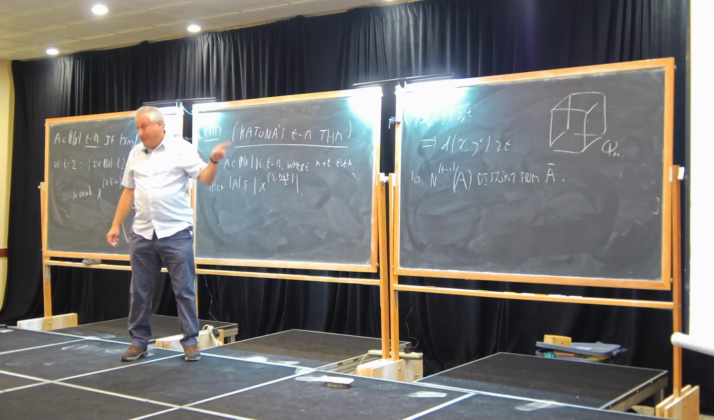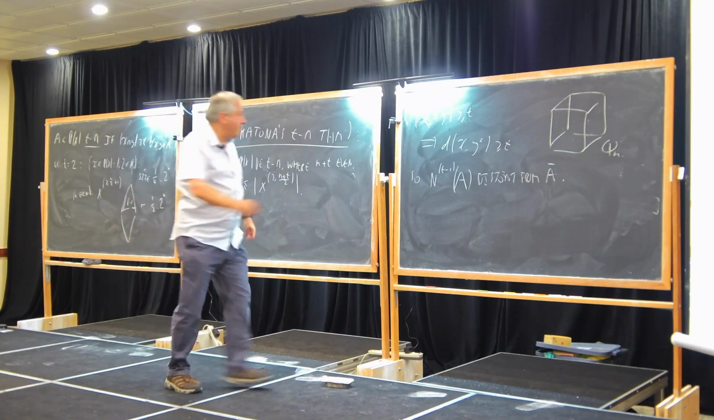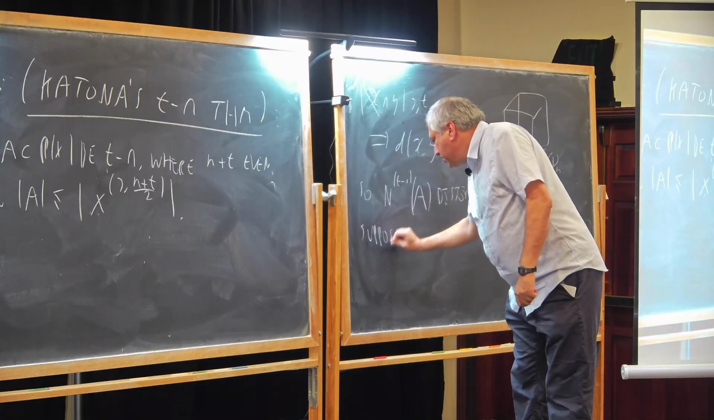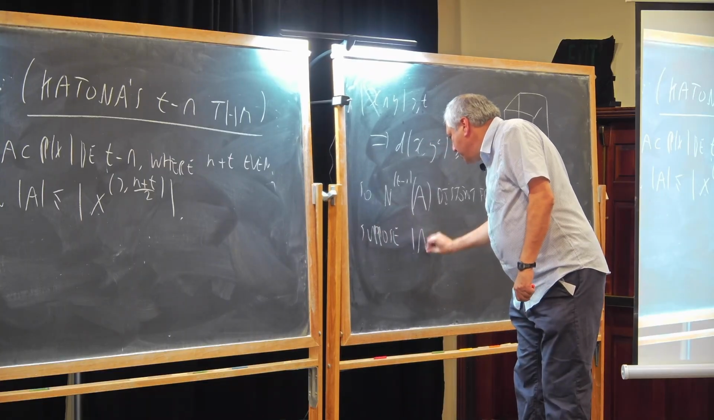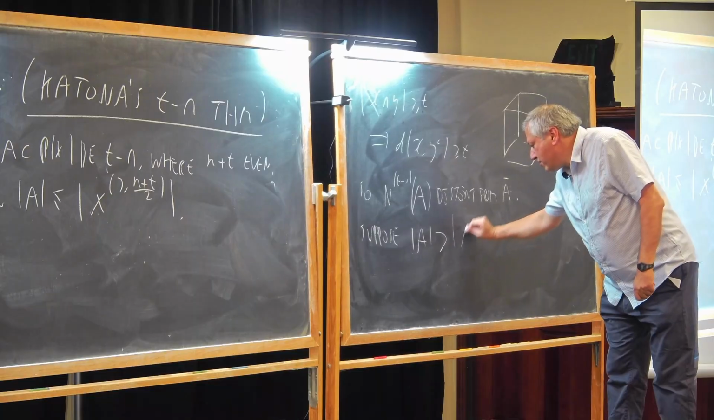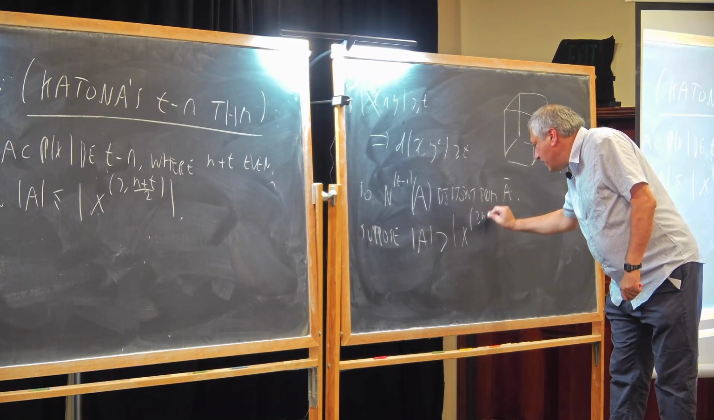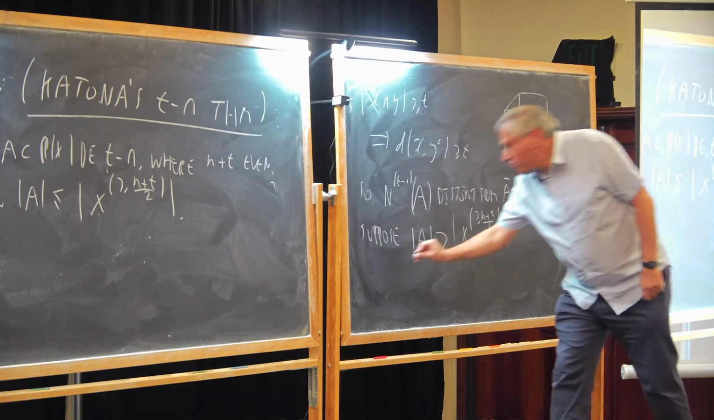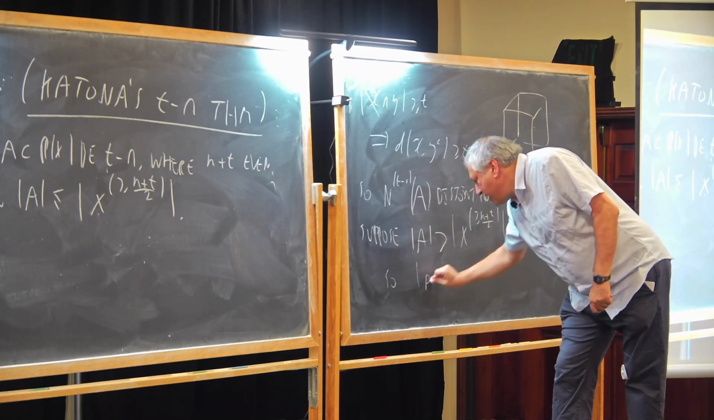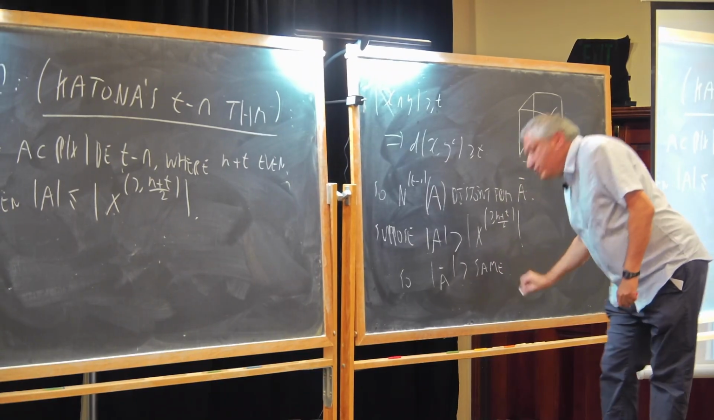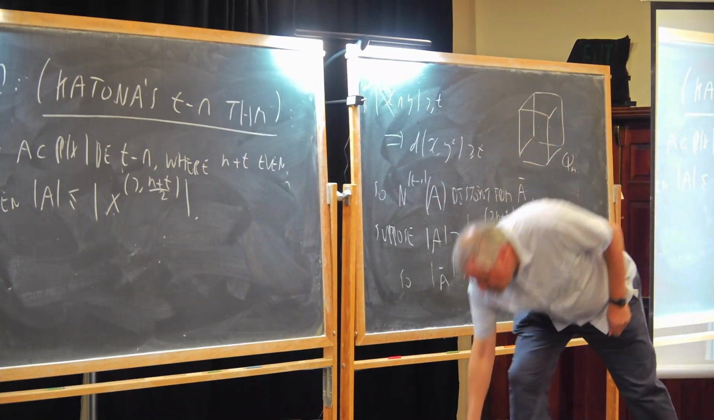So, let's try it. I'll give you our proof now. Suppose for contradiction that the size of A is strictly bigger than the number of sets of size at least n plus t over 2, and so also the size of A bar is more than the same thing. Okay, let's get to work with Harper's theorem.